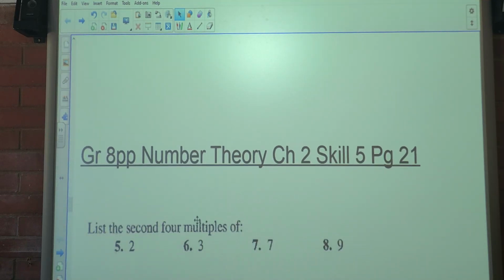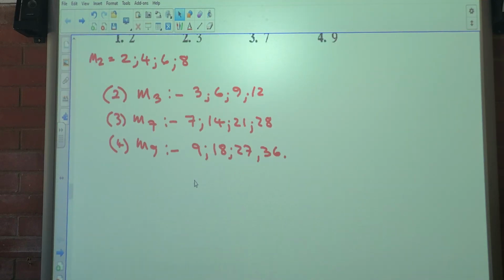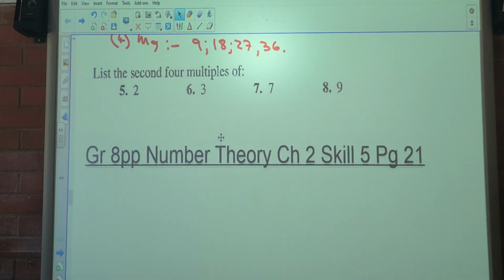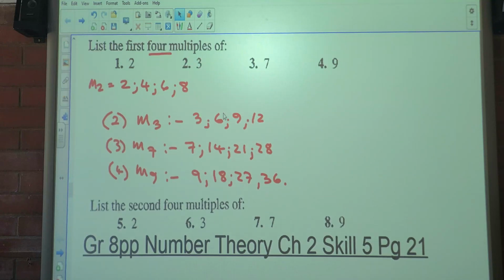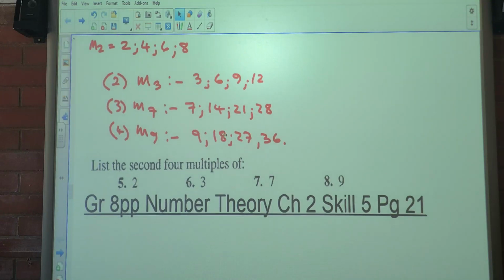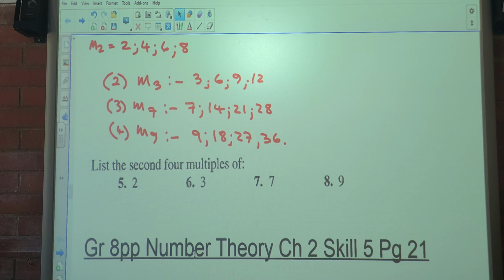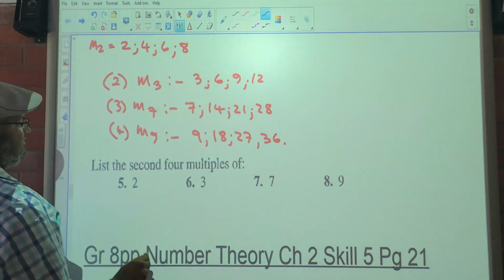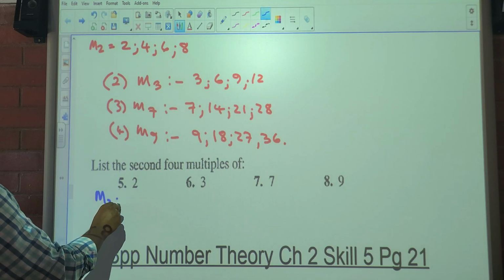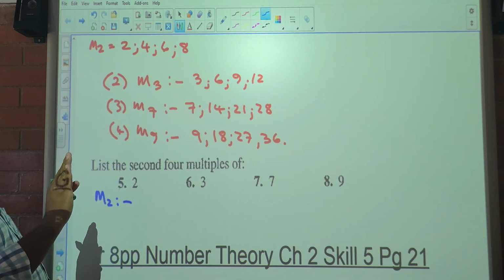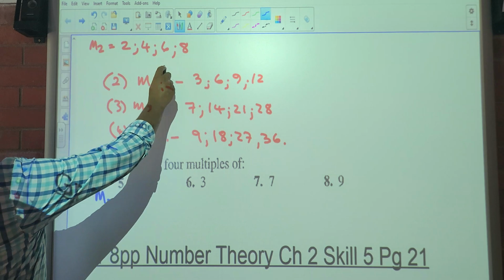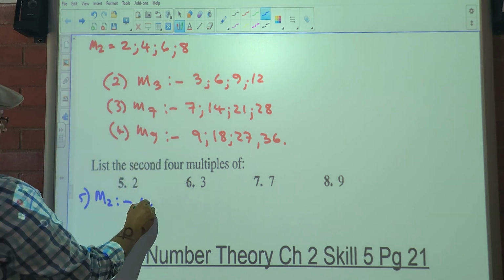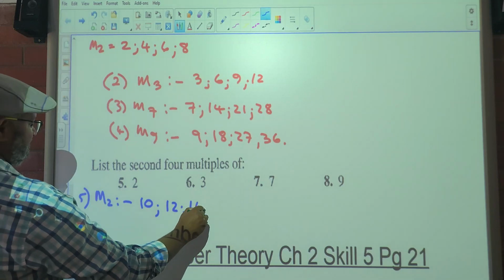So now we are asked to list, add this on here. The question says list the second 4 multiples. Okay? So the second 4 multiples of 2. I already got the first 4. So the second 4 multiples of 2 is going to be 10, 12, 14 and 16.